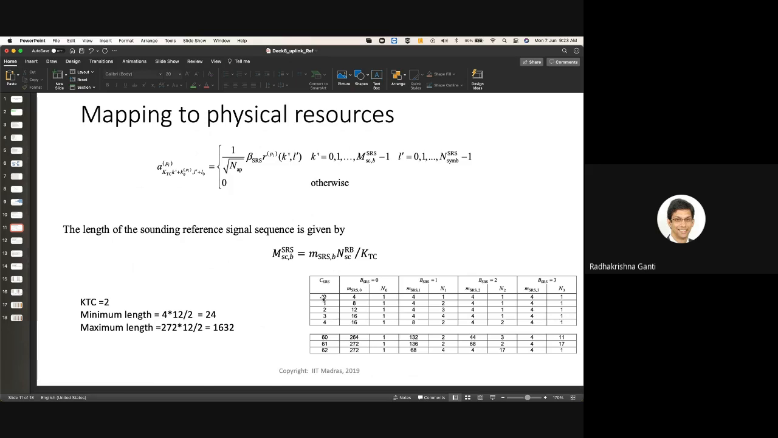Effectively, this MBSRS is nothing but the number of resource blocks in which you want to send your SRS. The minimum number of resource blocks you can send your SRS is 4, and the maximum is 272 resource blocks. Fine. So now think of this. You have a UE. The base station is the one who commands and tells you what to measure. Okay, the base station tells the UE, I want to measure.